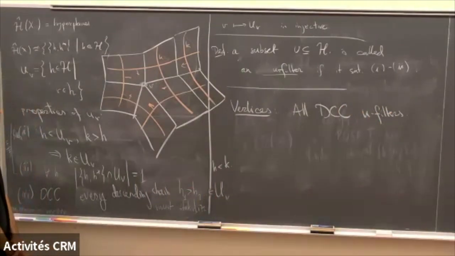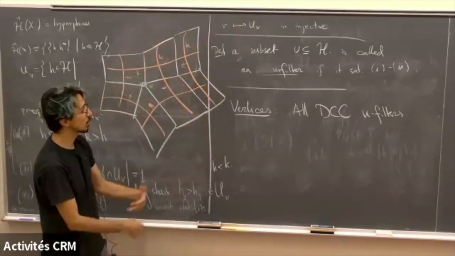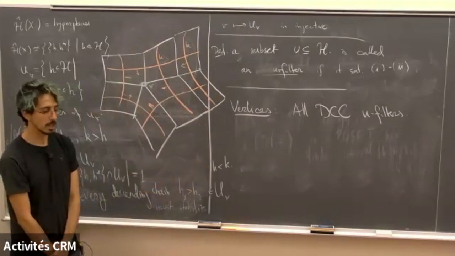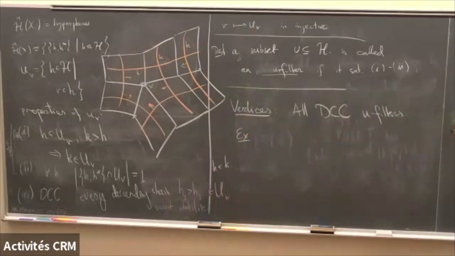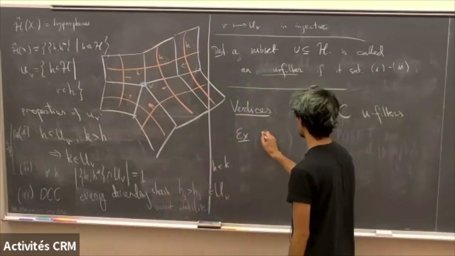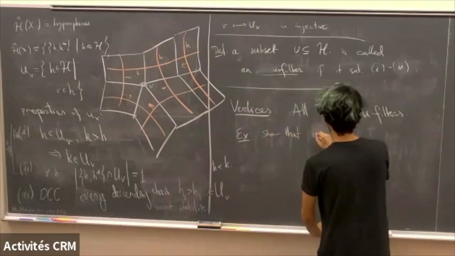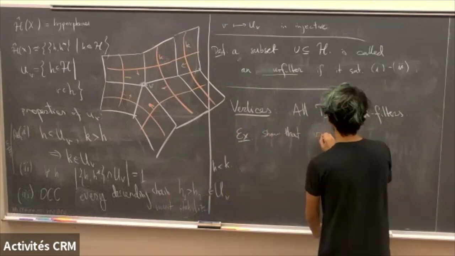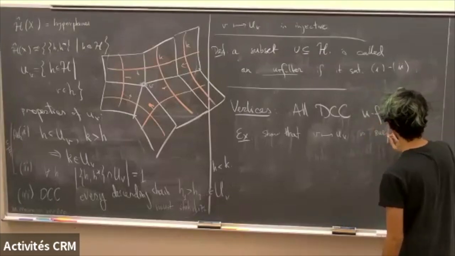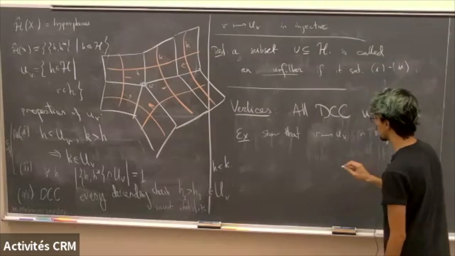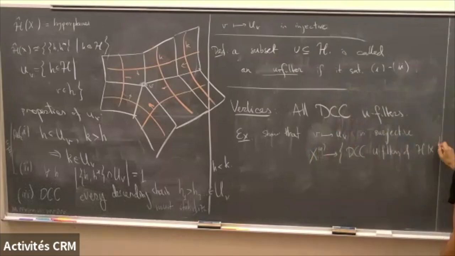Maybe what's missing here is we said that this map is injective if we start with a CAT(0) cube complex, but maybe it's not clear that this is onto. And this is maybe another exercise for you: show that the map from V to UV is surjective, when I go from vertices of the cube complex to DCC ultrafilters.